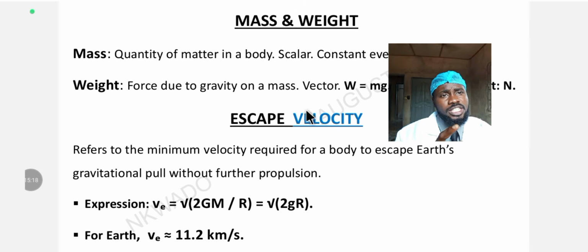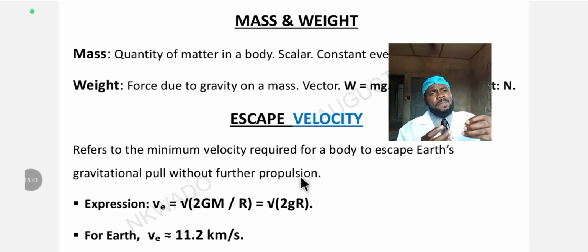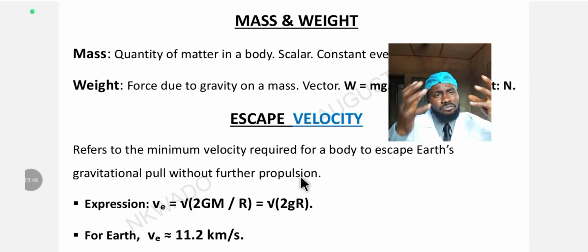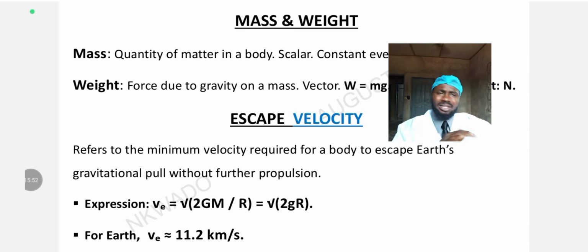Escape velocity. Take note of the color codings. What is escape velocity? In our last lecture, we treated angular velocity. Now we are treating escape velocity. Escape velocity refers to the minimum velocity required for a body to escape the gravitational pull without further propulsion. So the smallest velocity required for an object to escape the Earth's gravitational pull, without further propulsion, that's escape velocity.